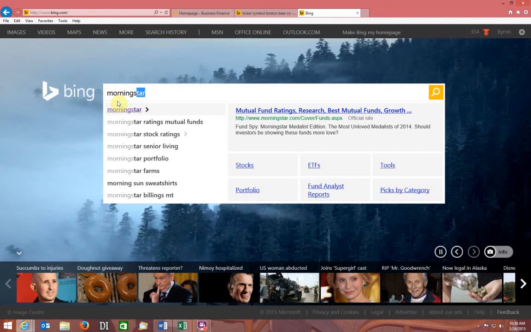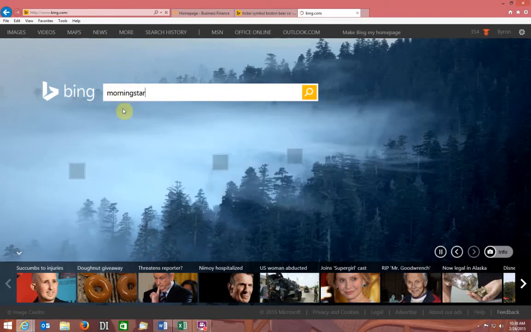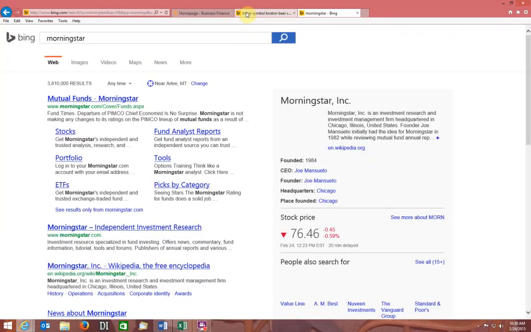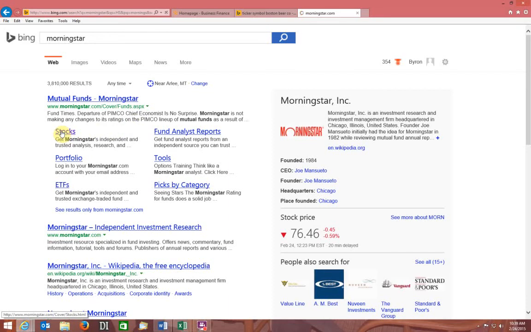Morningstar. Oops, it comes up, so I can just click on it. Okay, and I want to do stocks. I could click on the main one, that's fine, but I do want to do stocks, and so I can come down here and wait until it loads up. There we go. Click on it.